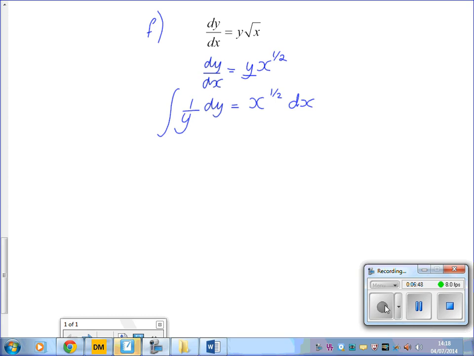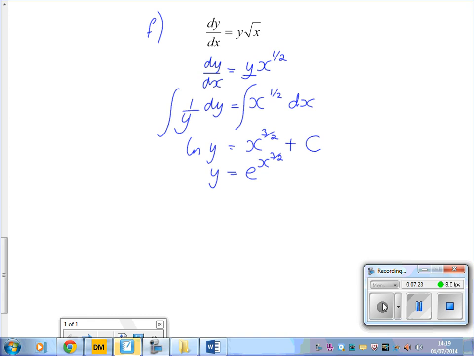So integrating both sides, this side 1 over y will give me ln y. On this side I need to add 1 to the power, so if I add 1 to a half I get 1 and a half, which I'm going to use as a fraction. Remember my plus c. So we've just got y on its own here, e to the power of x to the 3 over 2.